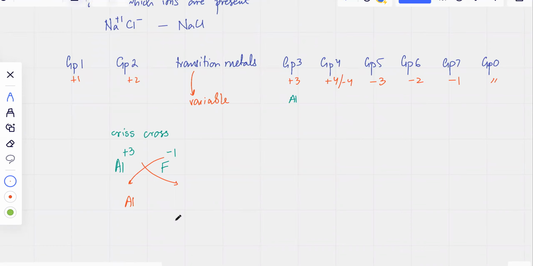You don't need to write 1. I'm showing it here, but even if you write 1, there's nothing wrong with it. And fluorine would be 3. So the formula is going to be AlF3. That's how you're going to figure out the formula of any ionic lattice or compound. So a metal positive ion, a non-metal negative ion. That's it.